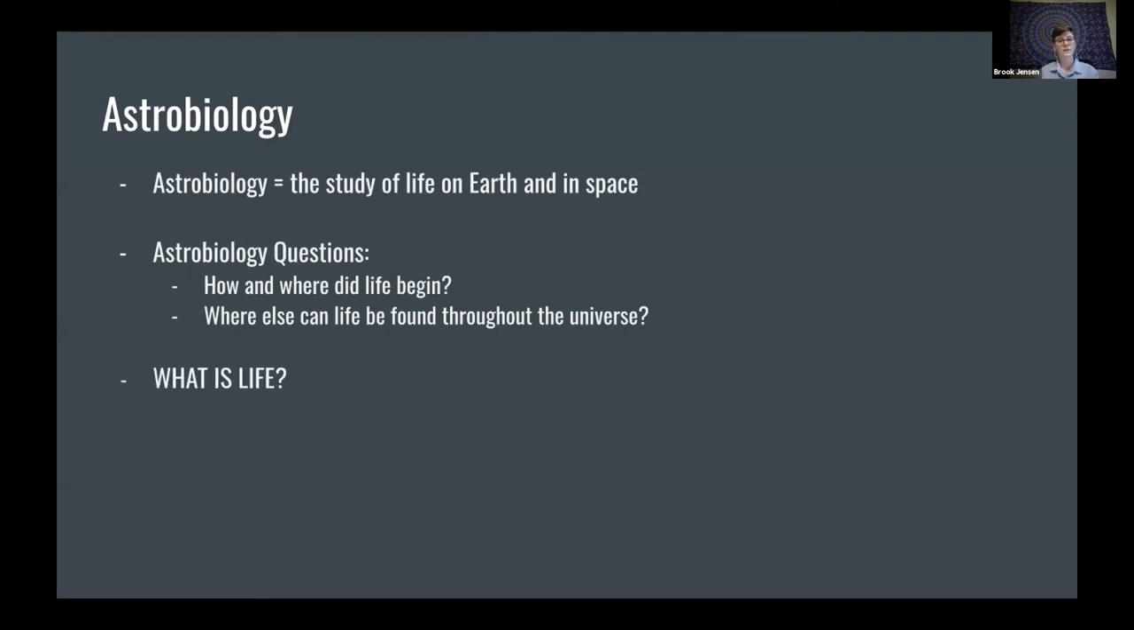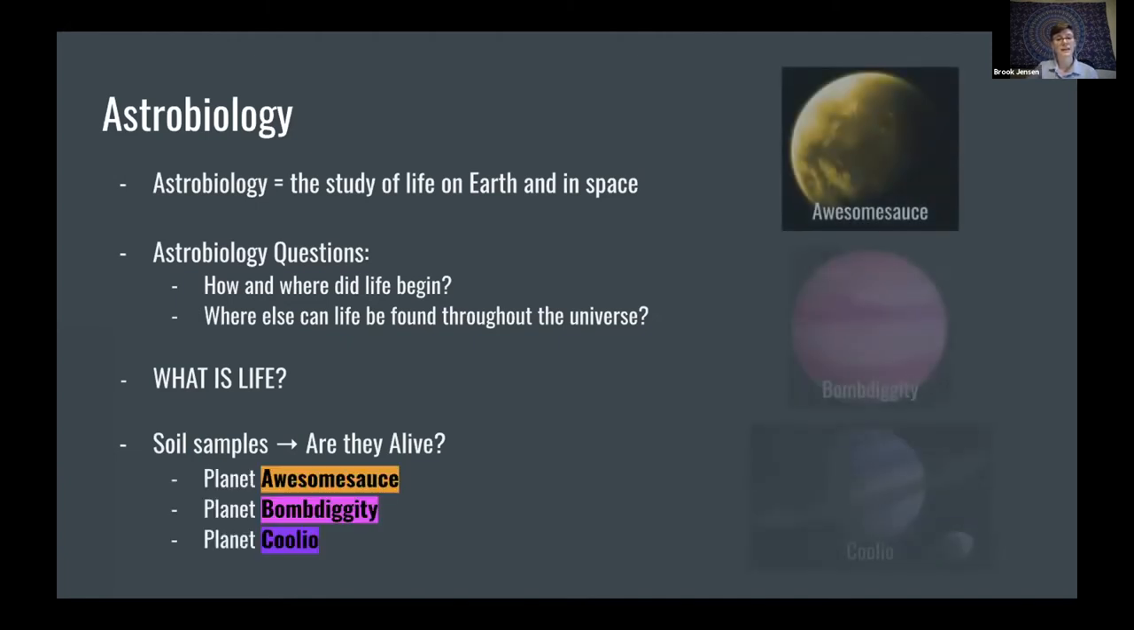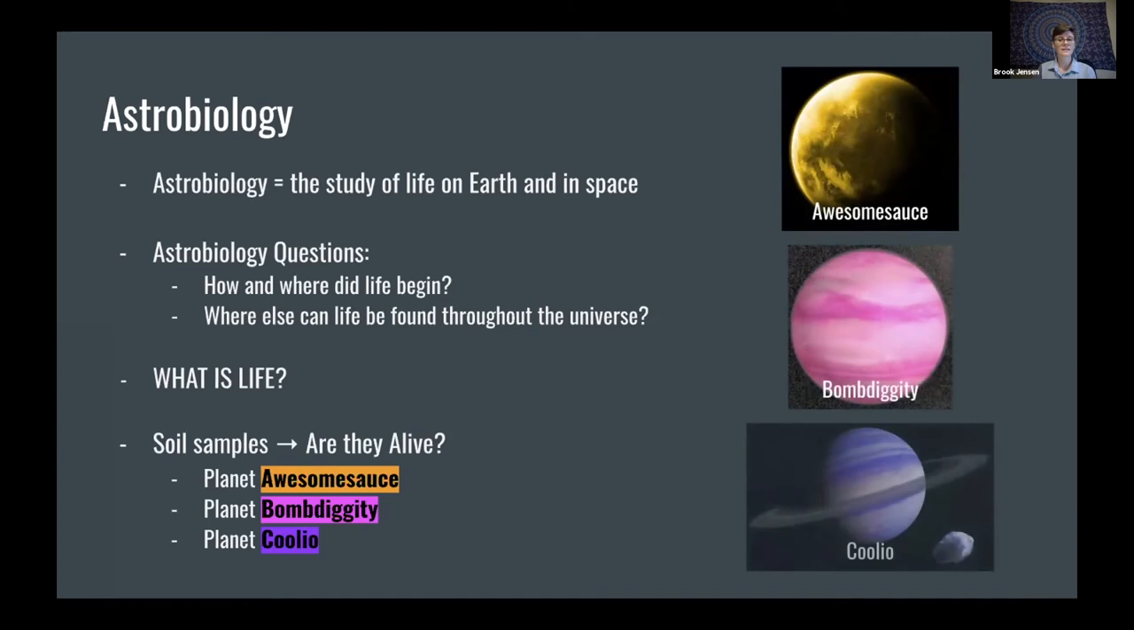But to answer these questions, we first need to answer a bigger question. What is life? How can we determine what is alive and what is not? Today, we will be looking at soil samples from planet Awesome Sauce, planet Bomb Diggity, and planet Coolio. We will discuss the different ways that life is classified and described and apply that to our soil samples to determine if they are alive. So without further ado, let's dig into our soil samples and see what we find.